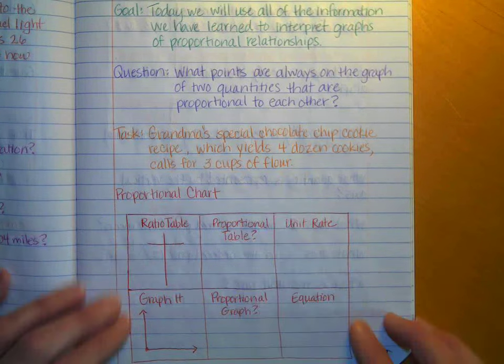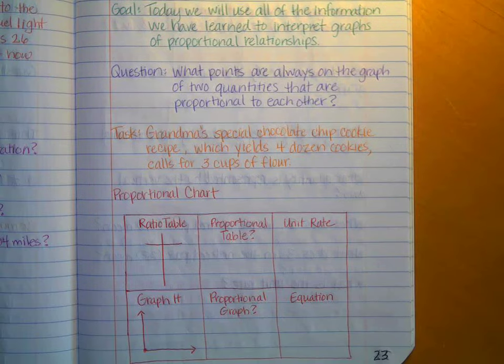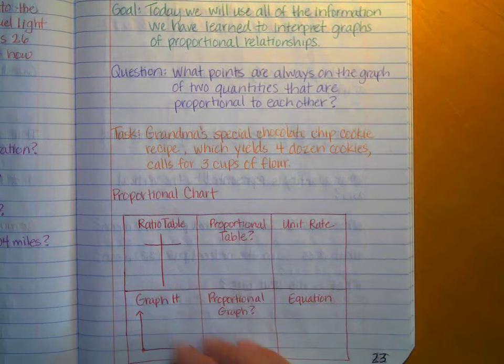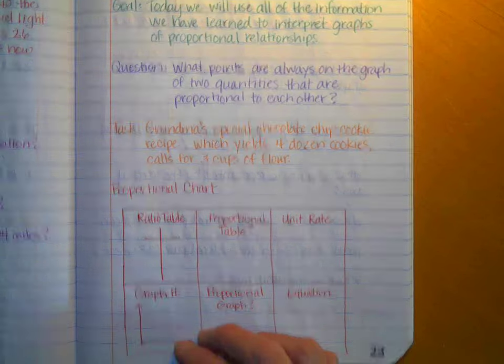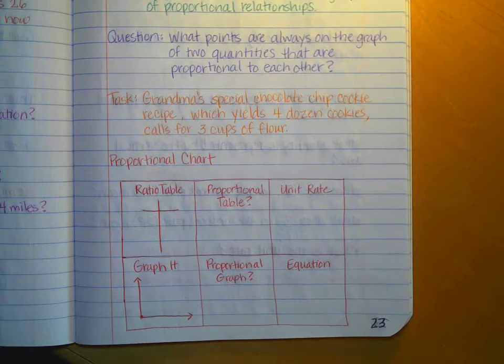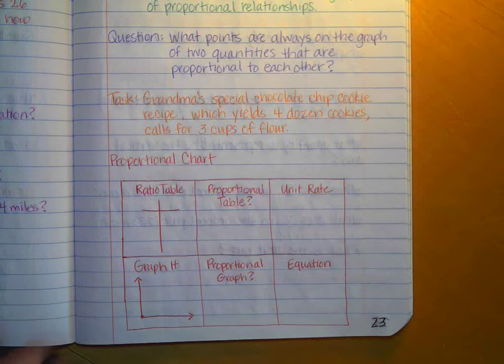Okay, so the way that we're going to figure out if this task is proportional is we're learning a new chart. And boys and girls, you're going to make a poster of this in a couple of days, and this chart is actually really cool. It works with any problem that you're trying to decide if it's proportional or not. So it's called the proportional chart.